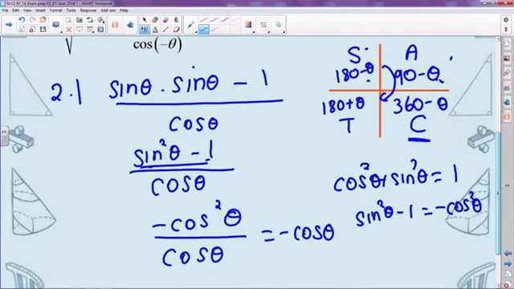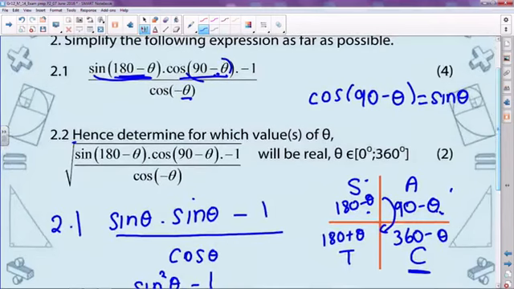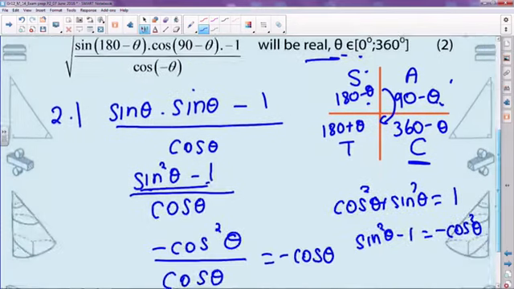Okay. Now for part two, they say hence. Remember, hence means use what you've just proved from above to help you out. Hence determine for which values of theta the square root of 2.1 is going to be real, when theta is an element from 0 degrees to 360 degrees. So they've given you a domain to work with, and you need to see when this expression is going to be real. Now think about it.